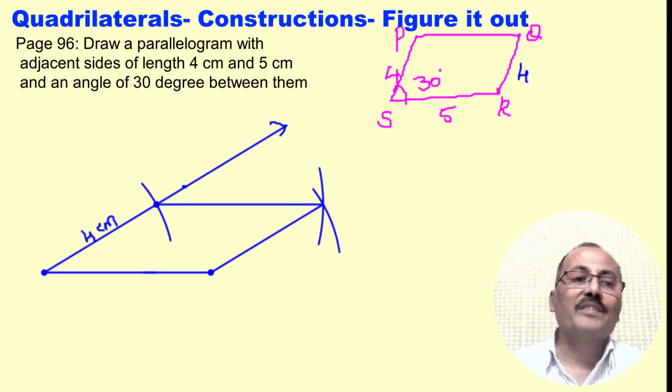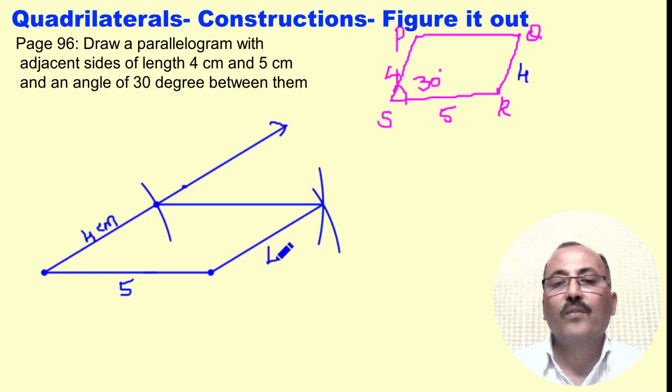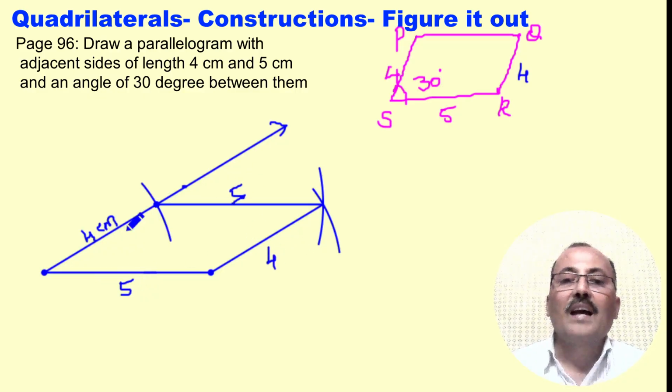Okay, now this is the parallelogram, the required parallelogram. This length is 5 centimeter, this is 4, this is 5, and the angle between them is 30 degree. Are you clear, my dear children?